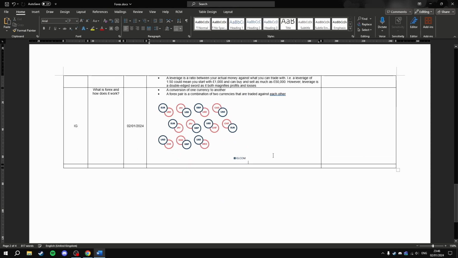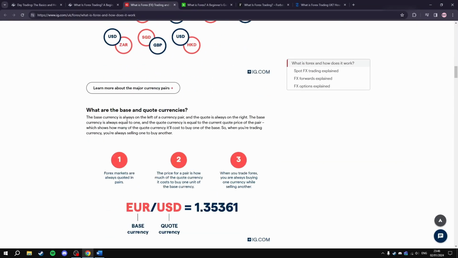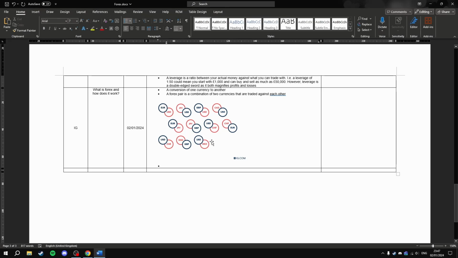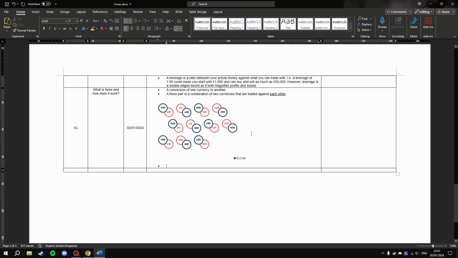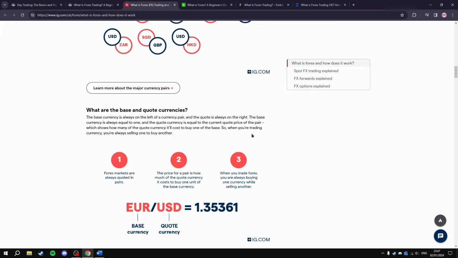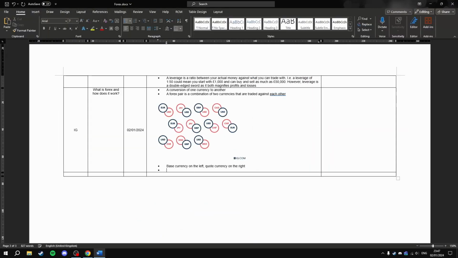Very cool. What are the base and quote currencies? The base currency is on the left. Alright, so base currency on the left, quote currency on the right. The base currency is always equal to 1, right? Base currency is always 1.